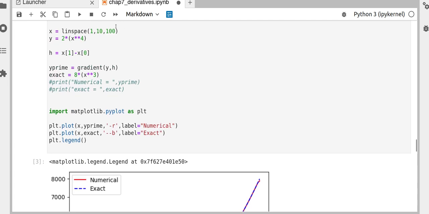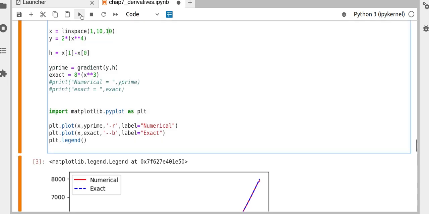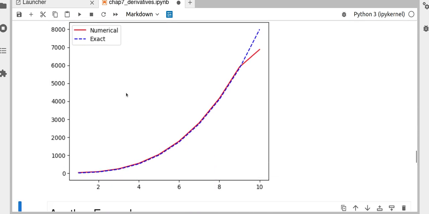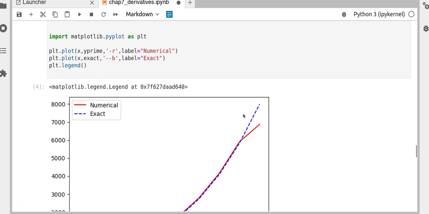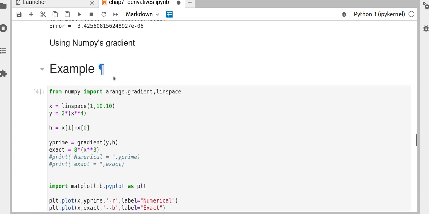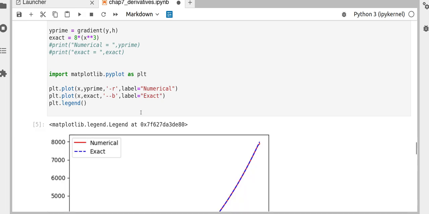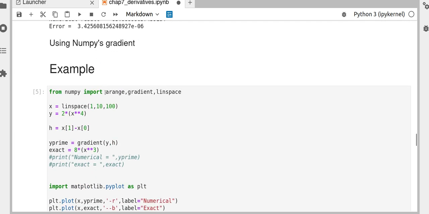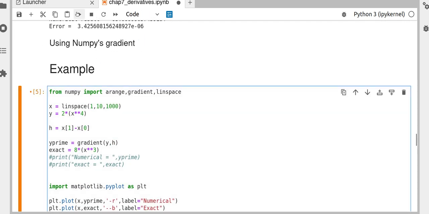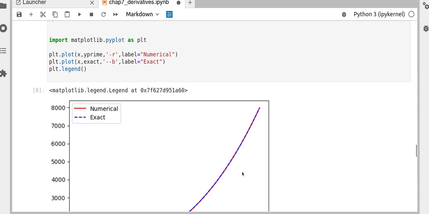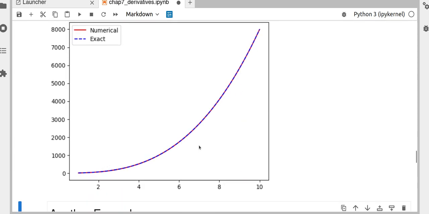But if you use 10 data points, let's say, you can see there's a problem here. So the more points you use, the more accurate will be your results. So let me use 100 so that it will be more accurate. In fact, if I use 1000 data points, it will be even more accurate than 100. So that is about that.